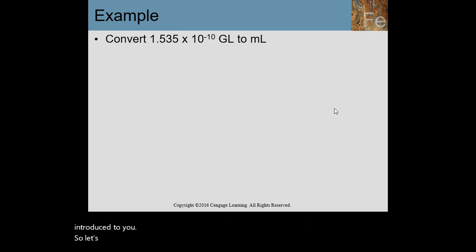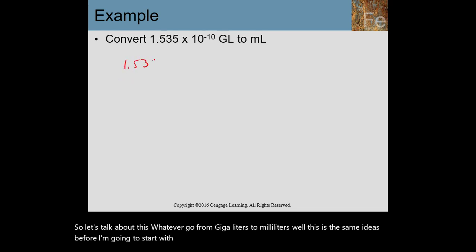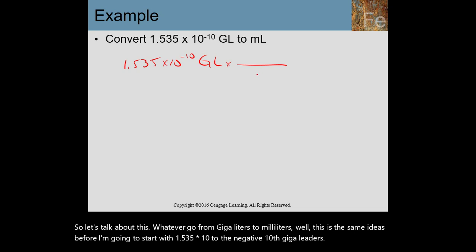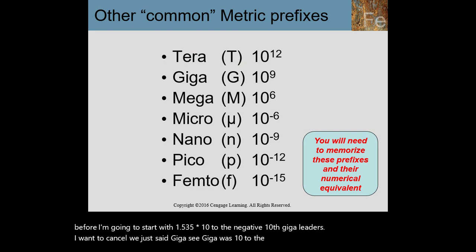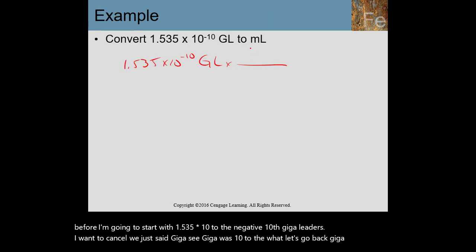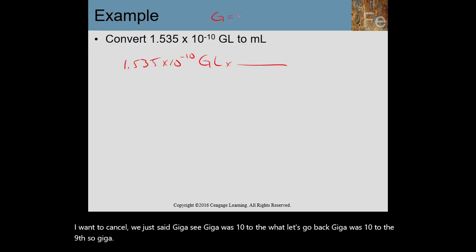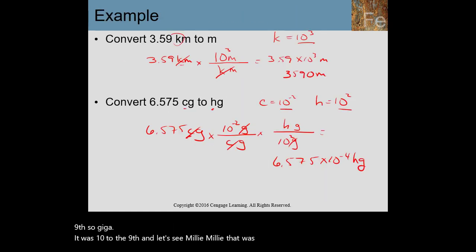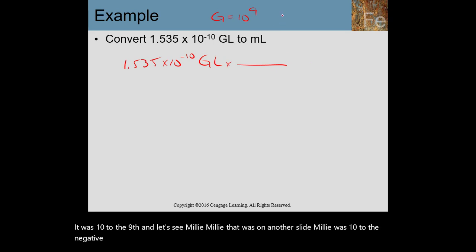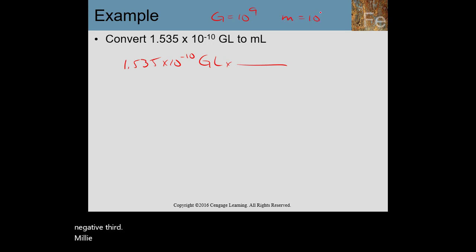What if I go from gigaliters to milliliters? Well, this is the same idea as before. I'm going to start with 1.535 times 10 to the negative 10th gigaliters. I want to cancel giga. See, giga was 10 to the what? Let's go back. Giga was 10 to the 9th. And let's see, milli. Milli, that was on the other slide. Milli was 10 to the negative 3rd.